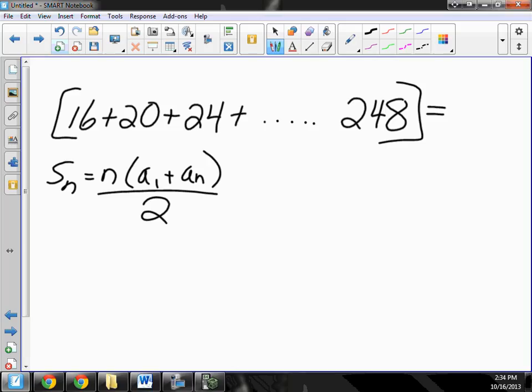A sub n is the last number in the series. Wherever you stop is a sub n. A sub 1 is the first one. So all I need to know is this is a sub 1, a sub 2, a sub 3, dot, dot, dot, a sub what? If I can figure out this number, which tells me how many terms there are, then I can solve for the sum. How do you recommend we do that?